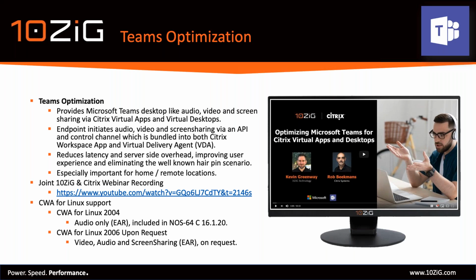Back in April, I did run a joint webinar with Citrix, Rob Beekmans, and if you do have a deeper interest in this in terms of setting it up, debugging it, troubleshooting it, the recording is available on the Tenzig YouTube channel. The link is there on the slide. It's an hour long and covers pretty much all of the elements for Teams optimization. As I've mentioned already, for the version supporting Teams optimization for NOS 64 or Linux, the 2004 version is included as standard, and the 2006 version is available on request. That is there to support video and screen sharing on top of audio.